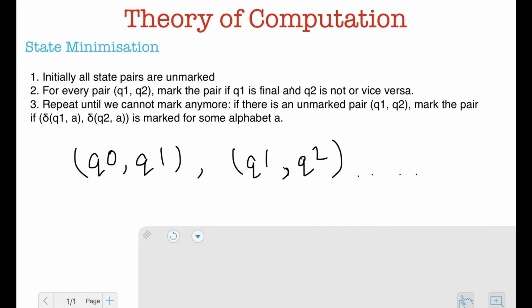In the first step itself, we are saying that no state pair is marked right now. And what we mean by marking is that when we mark a pair, we are saying that these two states definitely cannot be equivalent. The very next step is, for every pair Q1, Q2, mark the pair if Q1 is final and Q2 is not, or vice versa. In the previous video, we already saw that any two states for which one of them is final and the other is not cannot be equivalent. So in the second point, we are doing exactly that. If one of them is final, the other one is not, mark them with a cross. These cannot be equivalent. And we do this for every pair.